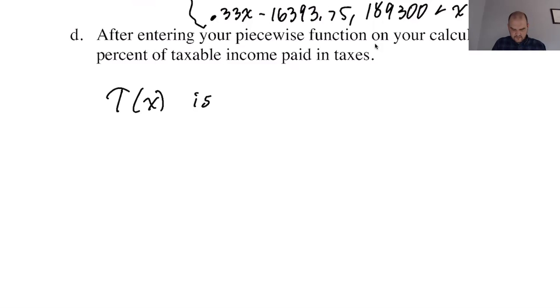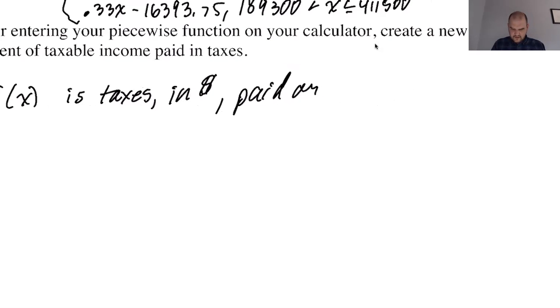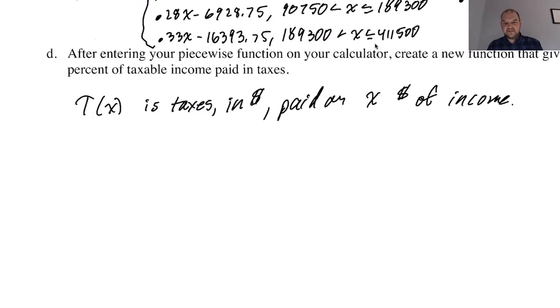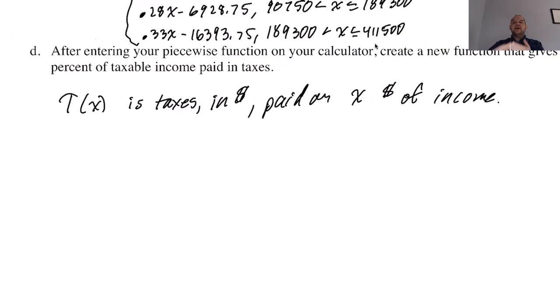is taxes, dollars paid on X dollars of income, taxable income, but let's simplify it and just say income, right? So that's what T of X is. So T of X spits out how much you pay in tax.